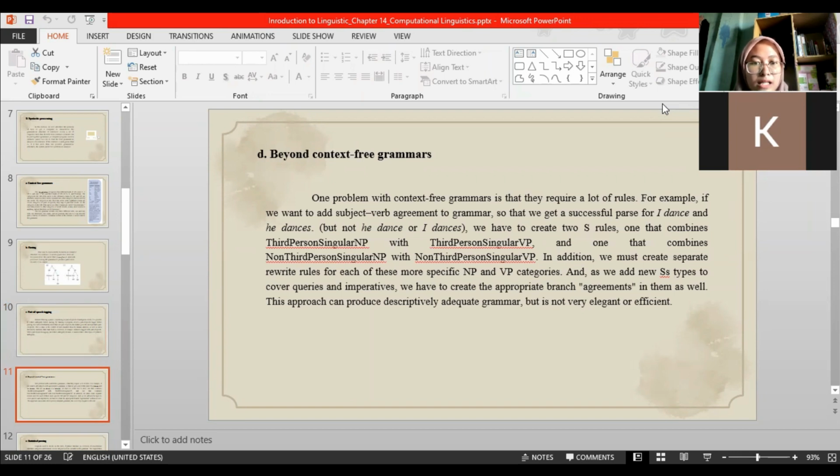And next, D, beyond context-free grammars. One problem with context-free grammars is that they require a lot of rules. For example, if we want to add subject-verb agreement to the grammar so that we get a successful parse for "I dance" and "he dances", but not "he dance" or "I dances", we have to create two S rules. One combines third-person singular NP with third-person singular VP, and one combines non-third-person singular NP with non-third-person singular VP. In addition, we must create separate rewrite rules for each of these more specific NP and VP categories. And as we add new S types to cover questions and imperatives, we have to create the appropriate agreements in them as well. This approach can produce a descriptively adequate grammar, but it is not very elegant or efficient.